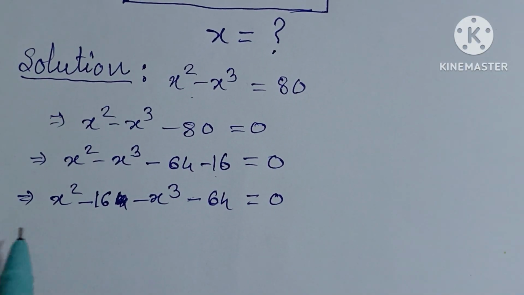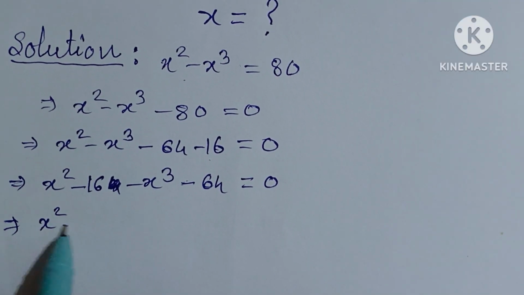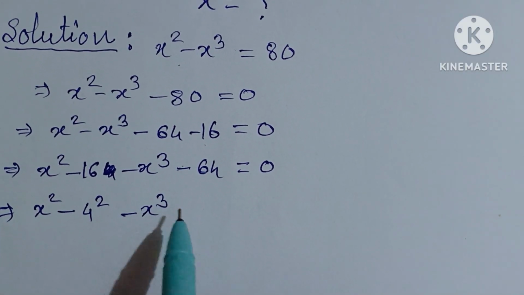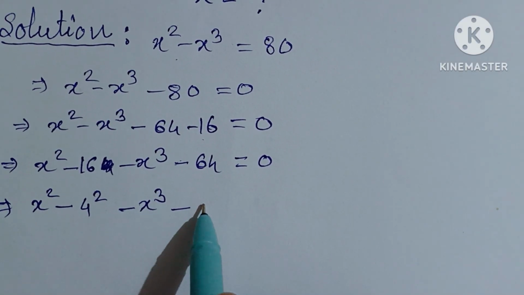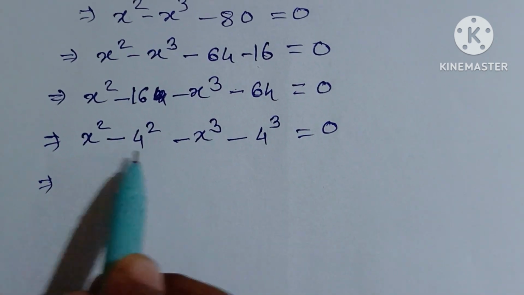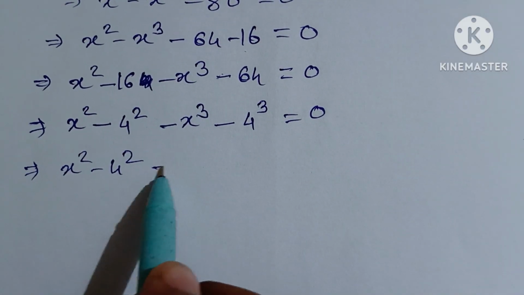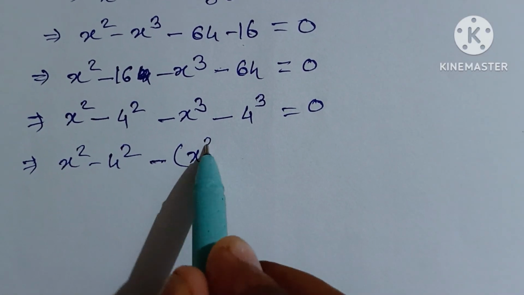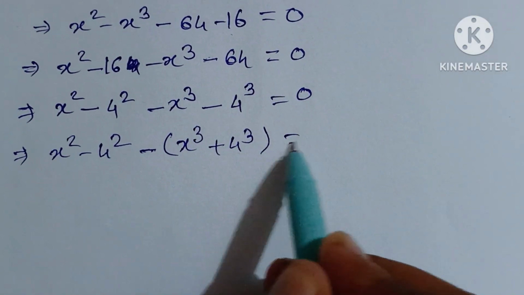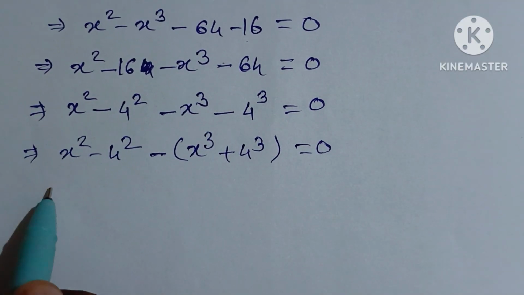So see here, 16 is the square of 4, so x square minus 4 square, minus x cube minus 4 cube, since 64 is 4 cube, equal to 0. We take the minus sign common: x square minus 4 square, minus (x cube plus 4 cube) equal to 0. Now we use algebraic identities.